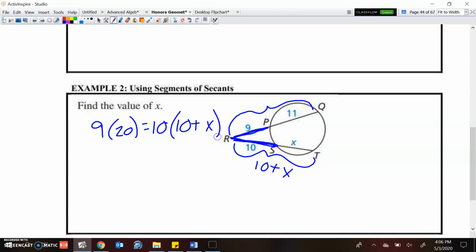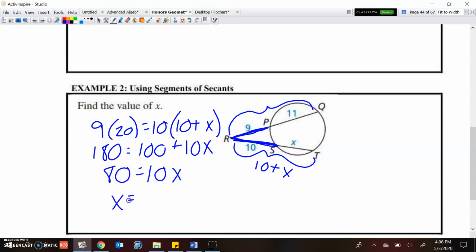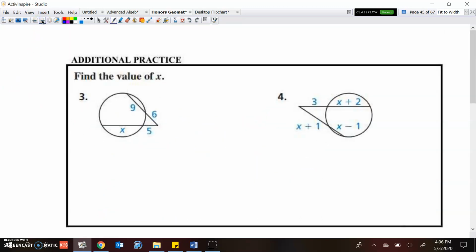And then we just do our algebra. So 180 equals 100 plus 10x. Subtract 100, we get 80 equals 10x. So x is 8, and that's all they asked us to solve for. From there, we could go ahead and find the lengths of RT or whatever they want. All right, let's try 2 more of these, and then we'll wrap it up by looking at the reasoning.